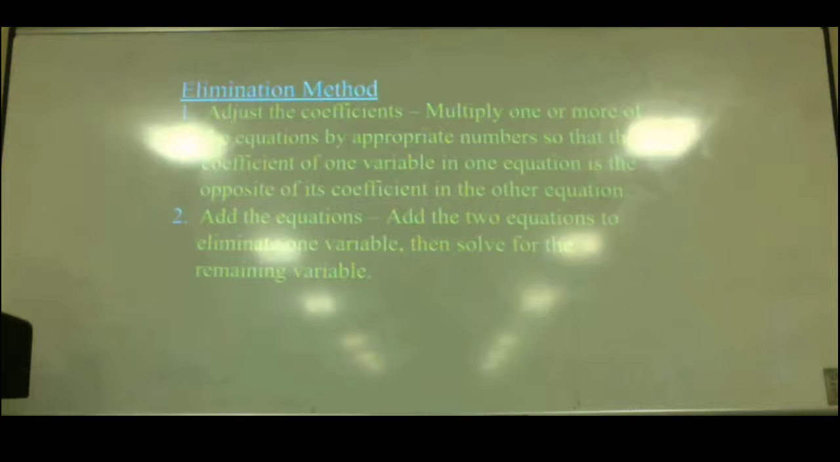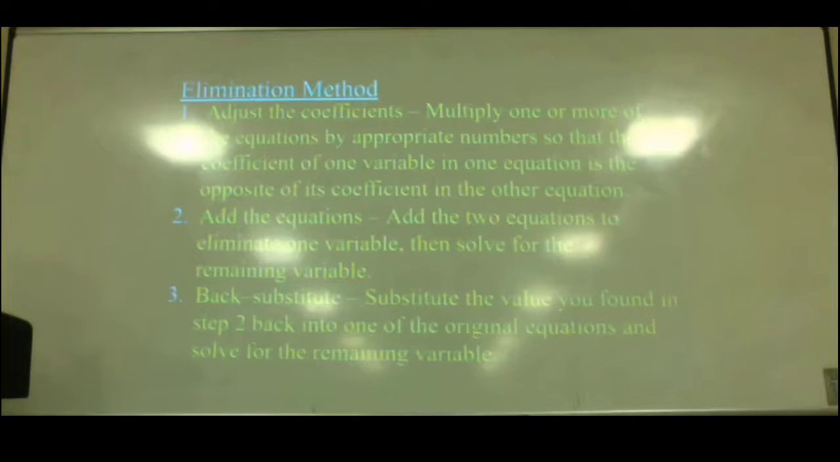Once that one variable is eliminated, that's why they call it the elimination method, then you solve for the variable that's left. And once again, we do that back substitute idea. You're going to substitute back in. Once you know that answer, you're going to plug it in and be able to figure out the other answer as well.